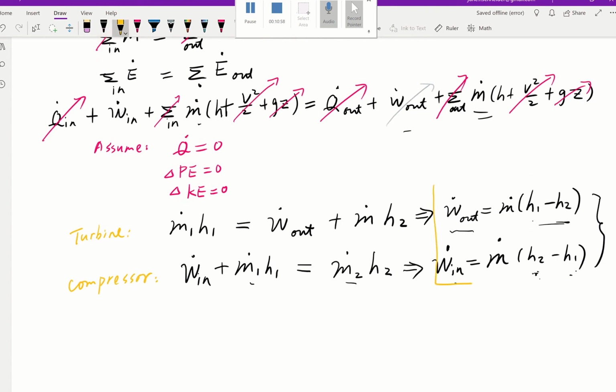So, quick recap. For the energy conservation equation for a turbine, we'll have this equation. Work out generated by the turbine is going to be mass flow rate times H1 minus H2. However, for a compressor, it's exactly the opposite. It's going to be H2 minus H1. Okay, so that's all the concepts required for the turbine and compressor.